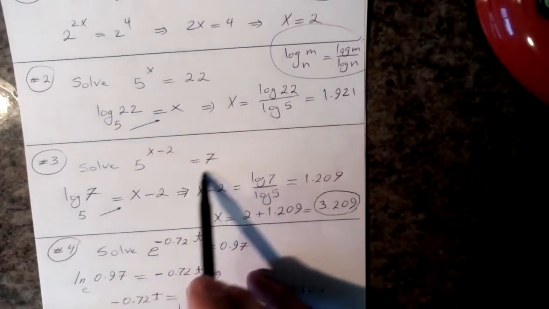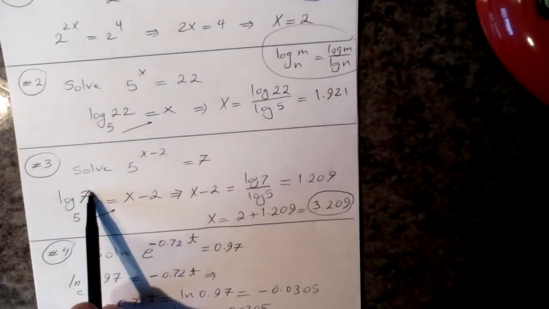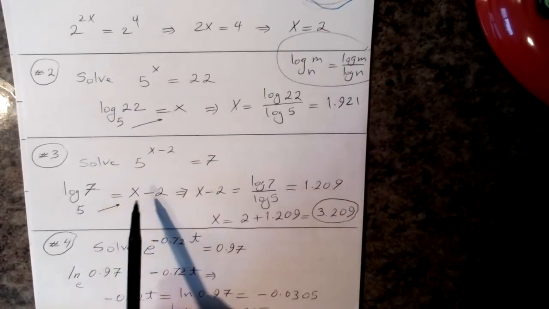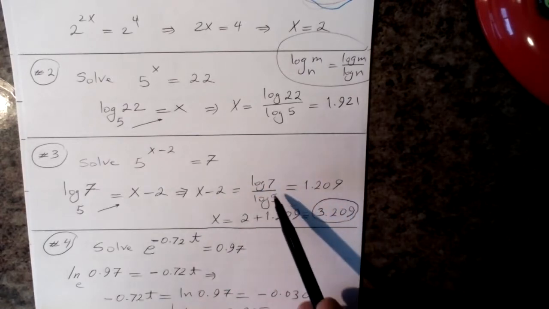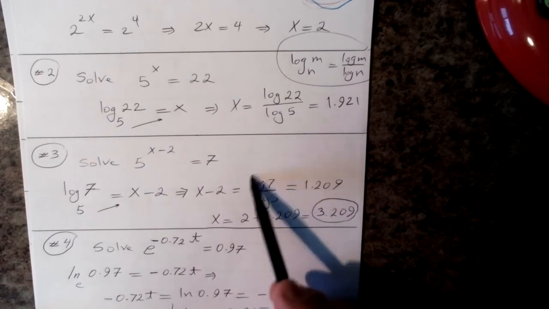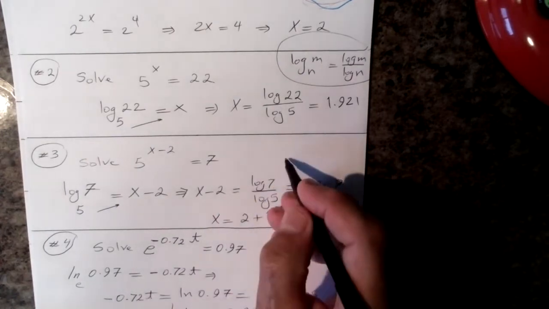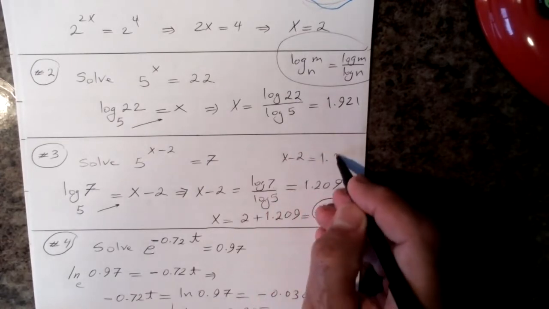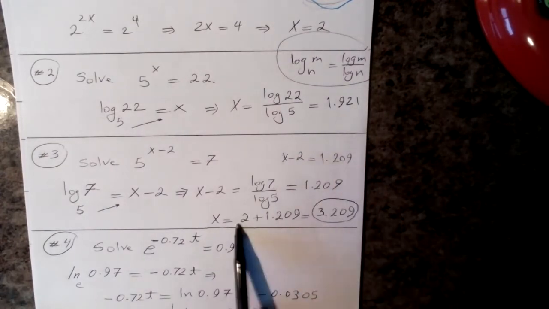Same thing for that. You have given this, and you want to write it like that. So it would be log of 7 with base of 5 is equal to that. So x minus 2 is, I use my calculator, I find log of 7, I find log of 5, divide these two, and that would be 1.209. So now I have x minus 2 equal to 1.209. If I move 2 to the other side, then it would be that.